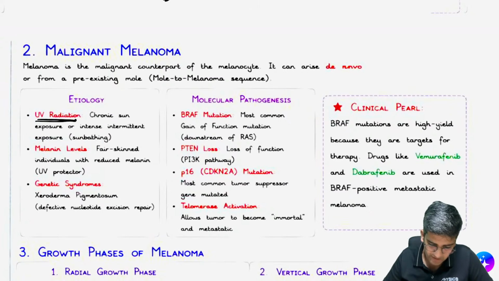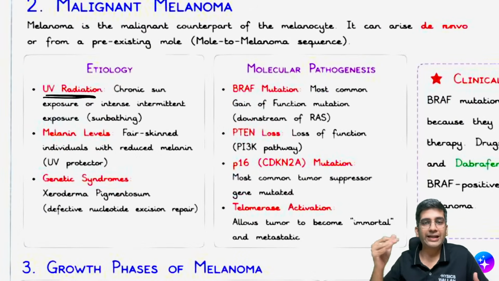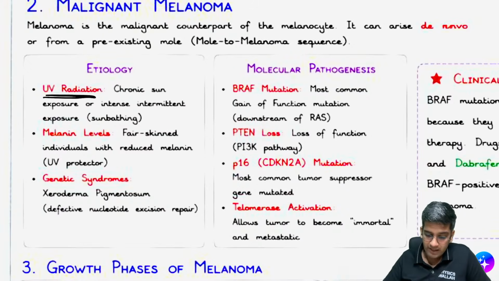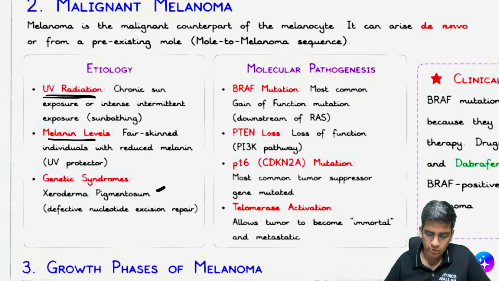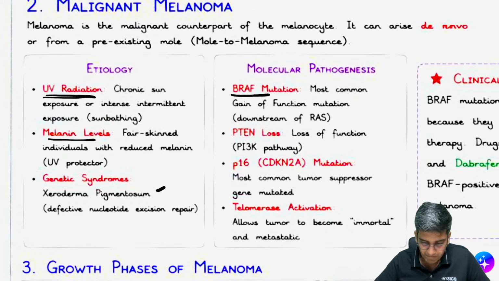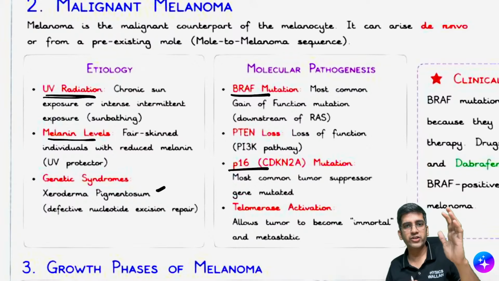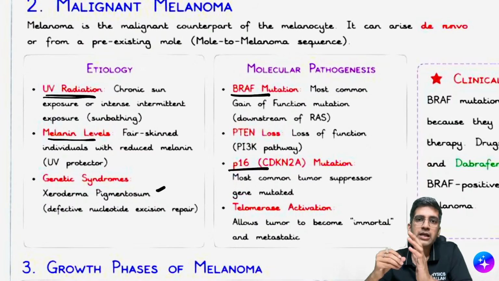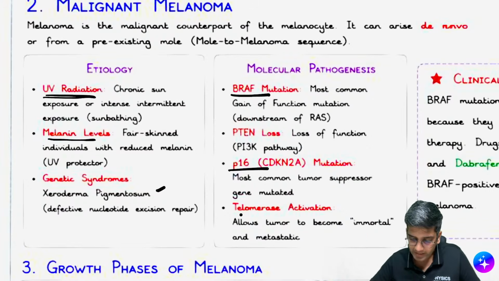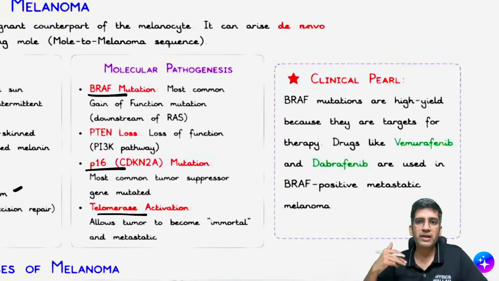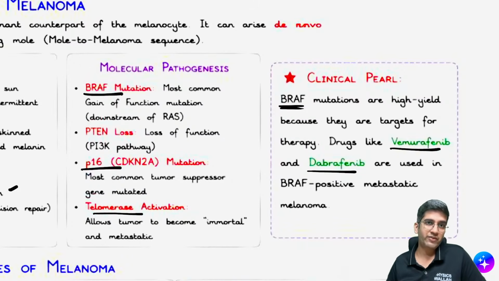Obviously, the most important thing is UV exposure. An intense amount of UV exposure, like sunbathing, intermittent but intense, is one of the important causes. Fair-skinned people definitely have more risk of mutation because melanin is a UV protector, and there are genetic syndromes like xeroderma. BRAF mutation and P16: these are the two most common things required. It starts with the same RAS-induced senescence and stops there, but BRAF takes the upper hand. P16, the tumor suppressor gene, gets mutated, so it starts growing a little bit and becomes a dysplastic nevus. When telomerase attrition happens, it becomes immortal and metastasizes. BRAF is important for melanoma. You have to know about it because of the targeted therapy available for BRAF.